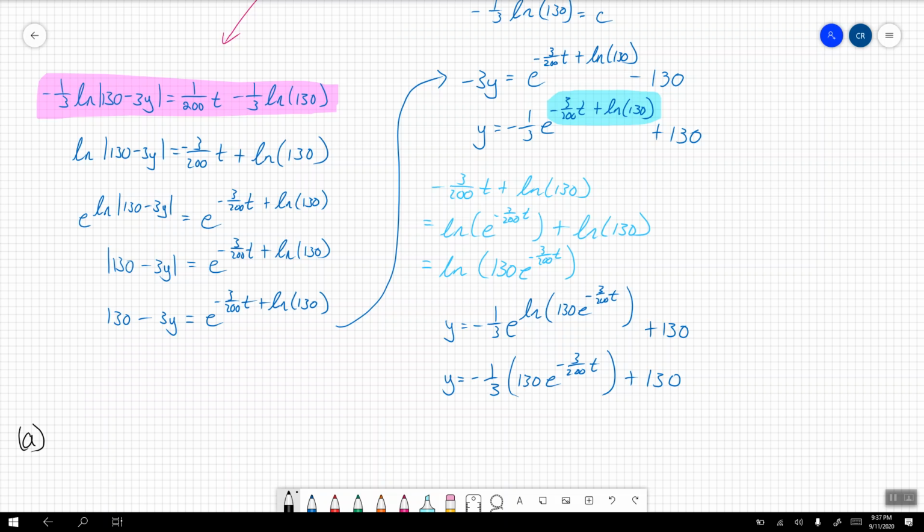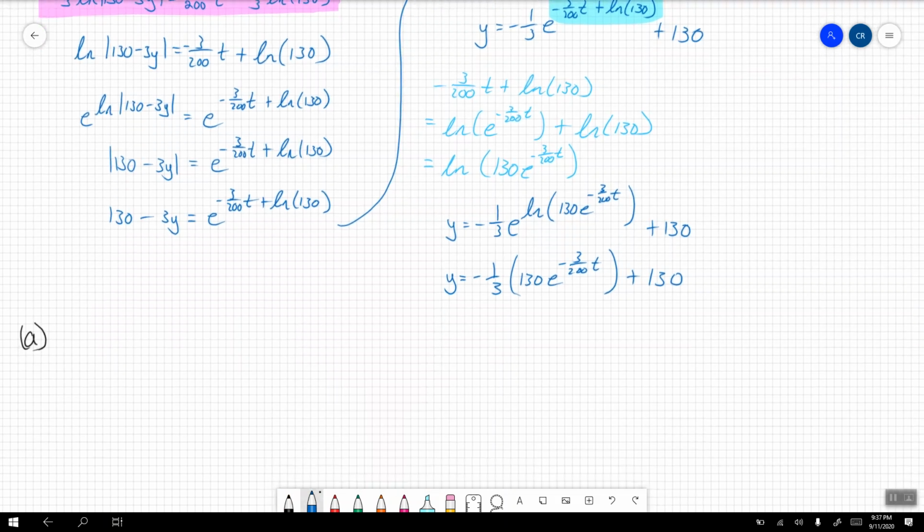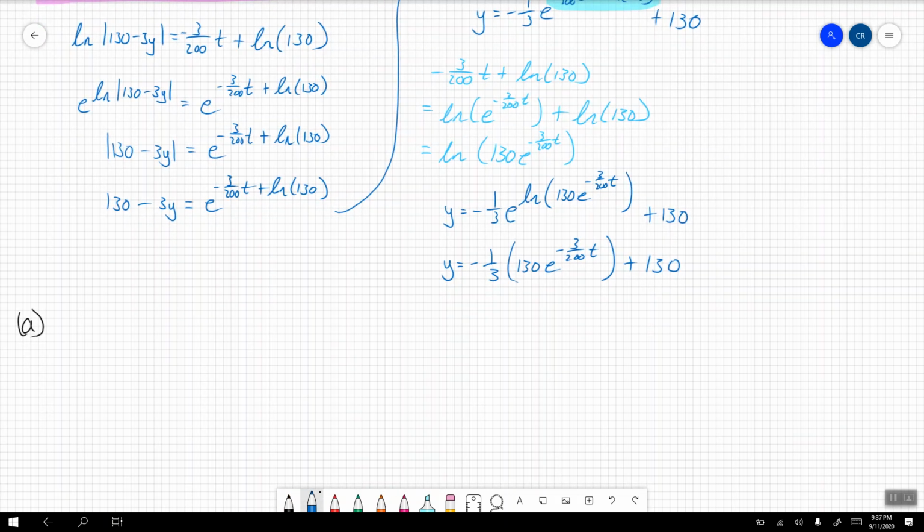So part A says how much salt is in the tank after t minutes. Well, the salt that is in the tank after t minutes is y. In this case, we could say y of t, because y will be a function of t. So y of t is equal to, and we have negative here. Yep, that looks pretty good.